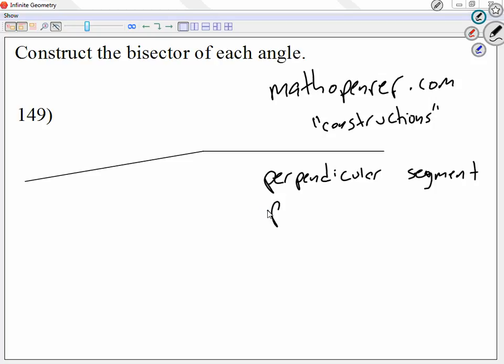Perpendicular segment, perpendicular bisector. Remember, perpendicular means 90 degrees. When there was a segment, I used to give you guys a line segment and a point outside. And you guys will cross it at 90 degrees. When it was a perpendicular bisector, I would just give you guys a segment and you guys have to cross it at 90 degrees in the middle.